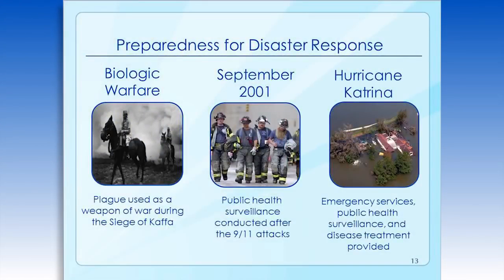Public health also responds to natural disasters. After Hurricane Katrina hit in 2005, public health workers joined disaster relief agencies to provide emergency services and dispatch teams to conduct surveillance for illness and injury among residents in their homes and those who had been relocated to shelters.